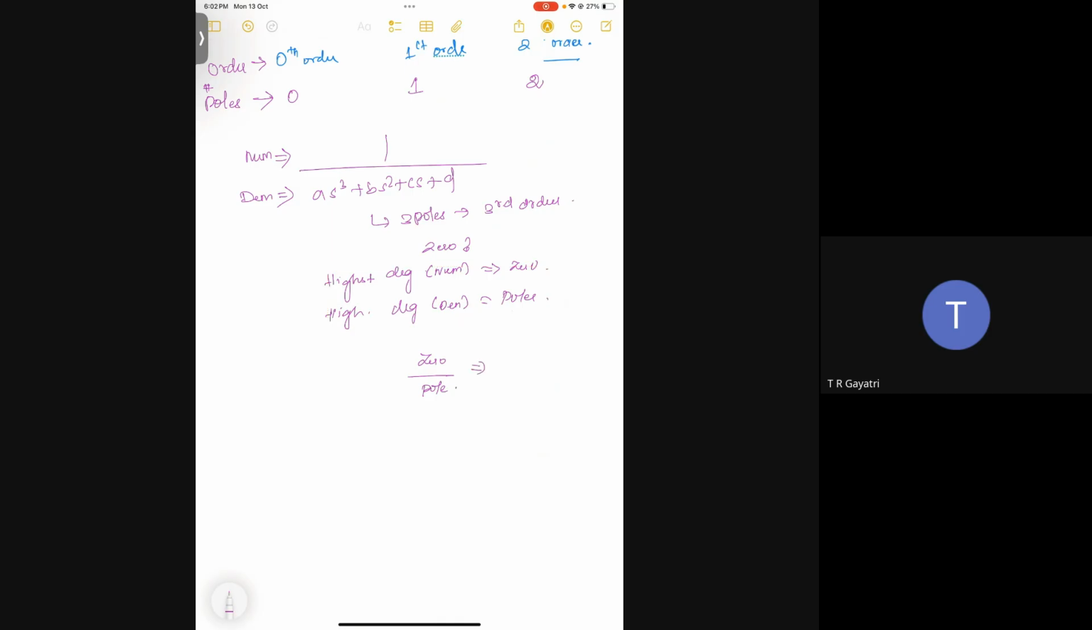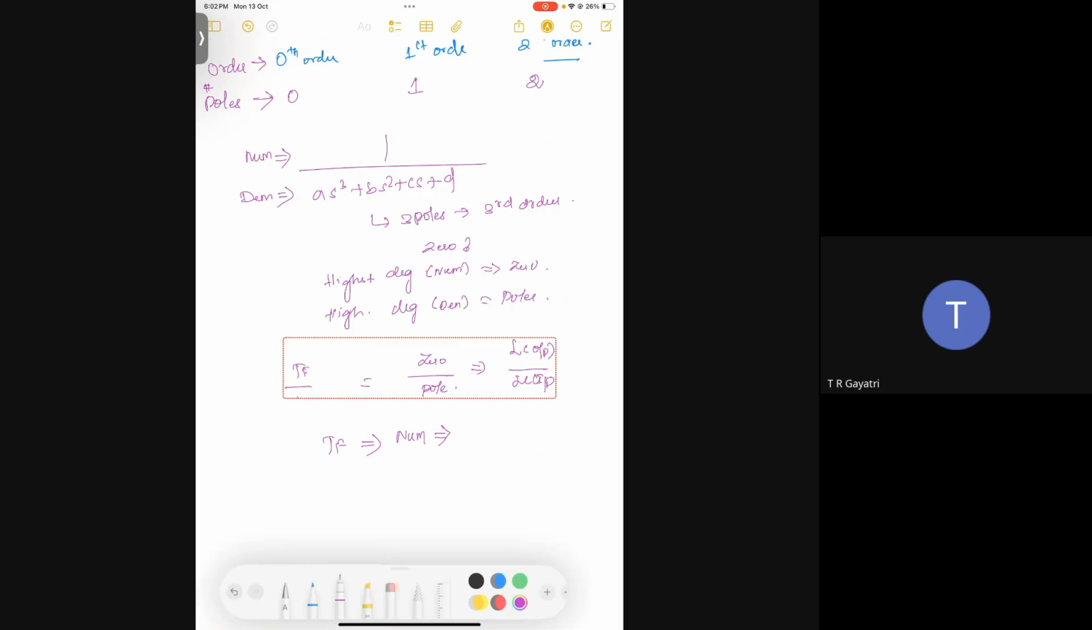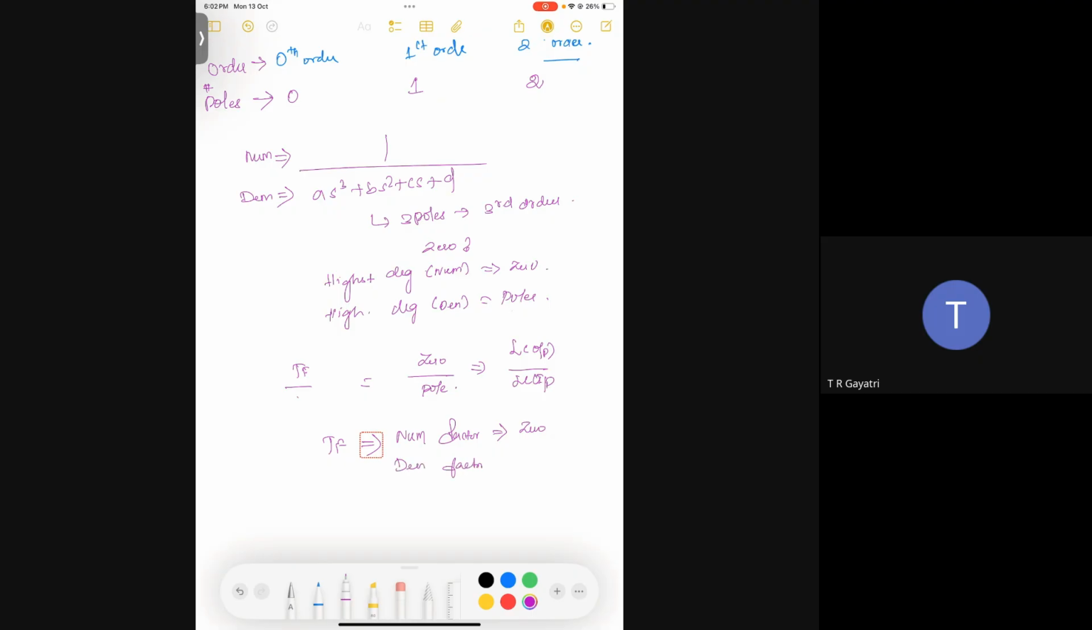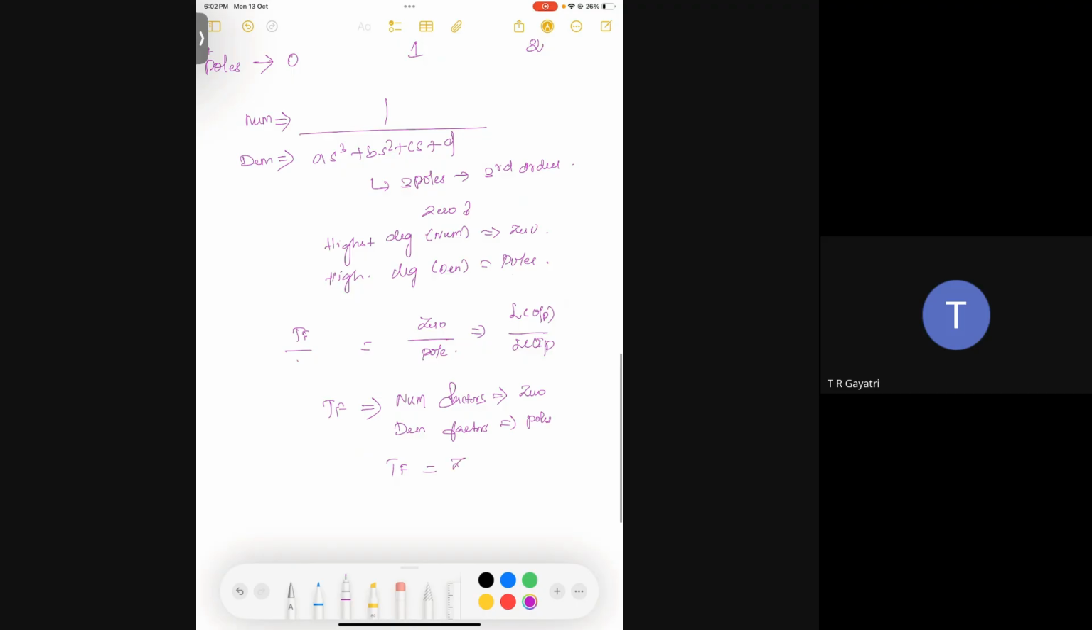So zeros and poles will always be in the Laplace domain. So Laplace of output by Laplace of input, this will become the transfer function. So in a transfer function, whatever the factors of the numerator, numerator factors are called zeros. Denominator factors are called poles. So the intricate part of a transfer function becomes zero by pole. Transfer function is Laplace of output by Laplace of input.